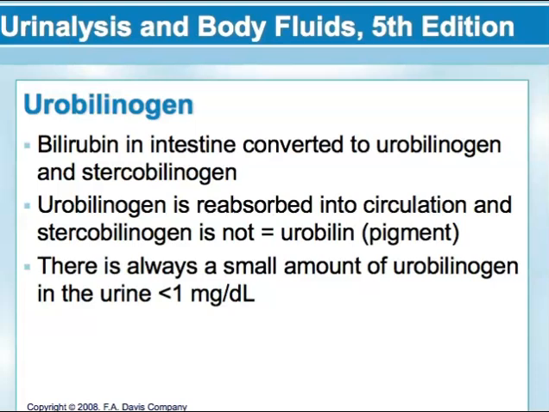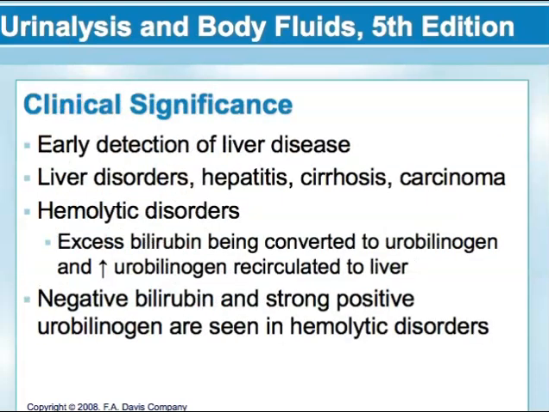Okay, urobilinogen. So as we just talked about, bilirubin eventually is converted to a combination of stercobilinogen and urobilinogen. Some of the urobilinogen is excreted in the feces, but some of it is reabsorbed from the intestines into the blood and will appear in the urine because it passes through the kidney and is filtered by the glomerulus. Because of this process, a small amount of urobilinogen is normally found in the urine, usually less than 1 milligram per deciliter.